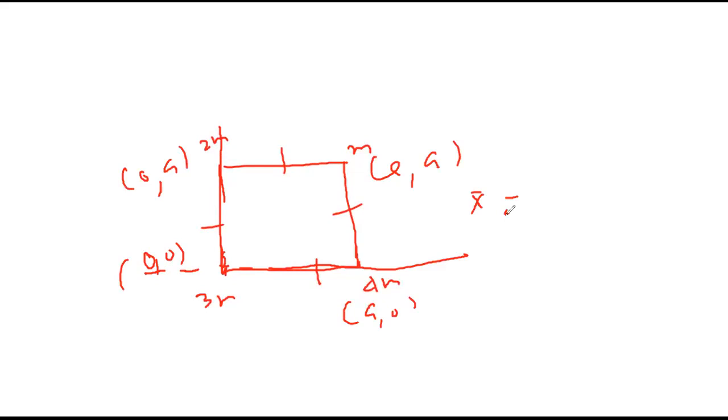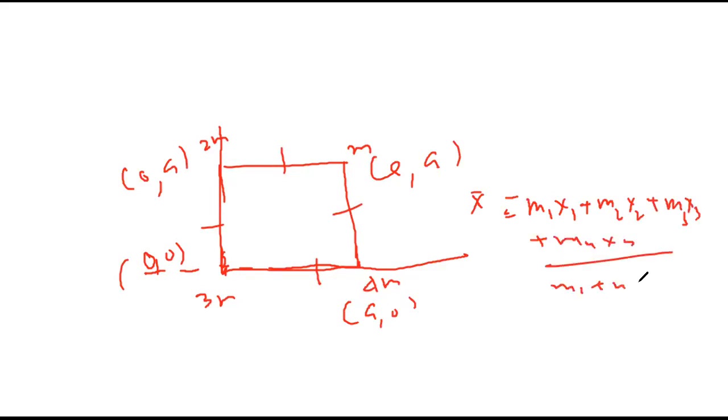Formula. 4 particles, so m1 x1 plus m2 x2 plus m3 x3 plus m4 x4 upon m1 plus m2 plus m3 plus m4. Can you substitute and get the answer now? Yes, sir. Similarly, you will get y bar. So the center of mass we can locate.